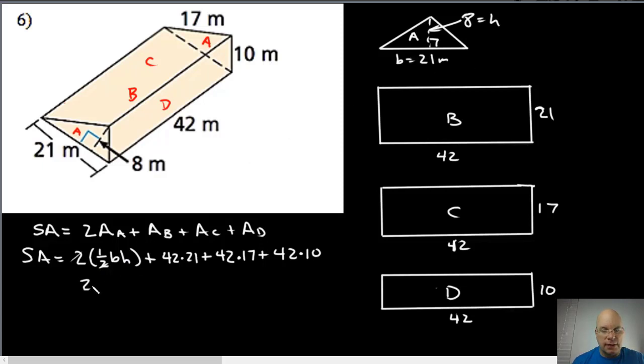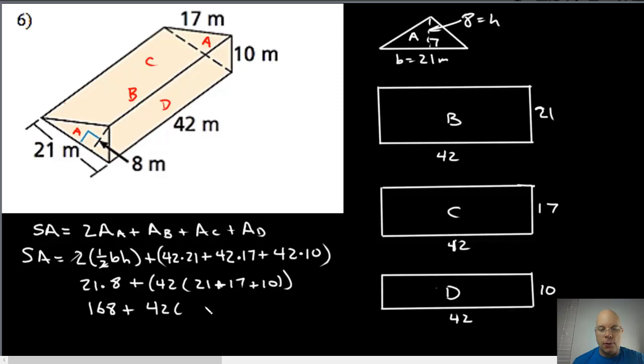It will be 21 times 8. Plus, I'm going to do something here. If I put parentheses around these 3 terms, you see that they all have a common factor of 42. So plus 42 multiplied by 21 plus 17 plus 10. You don't have to do it that way, but I think it's going to save me a little bit of work. I'm factoring the 42 out of each of these terms. 21 multiplied by 8 is 168, plus 42 multiplied by the sum of these 3, which is 48.